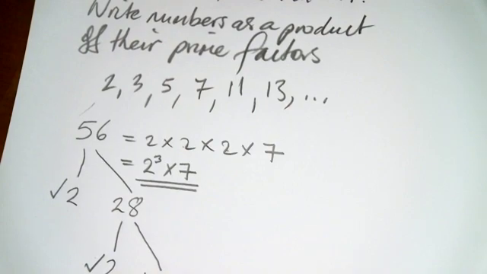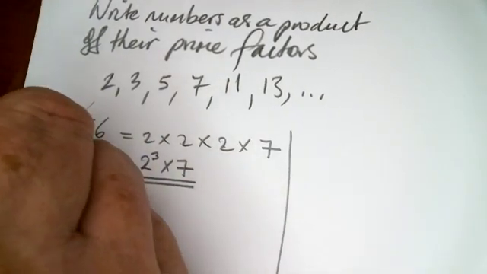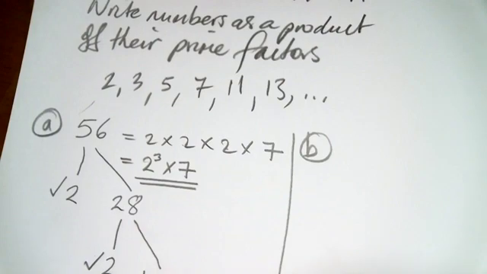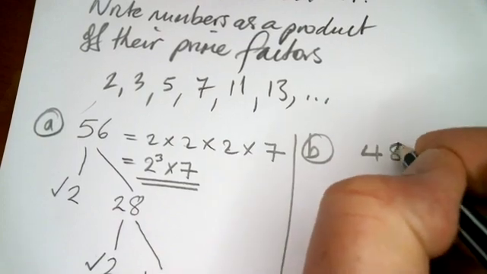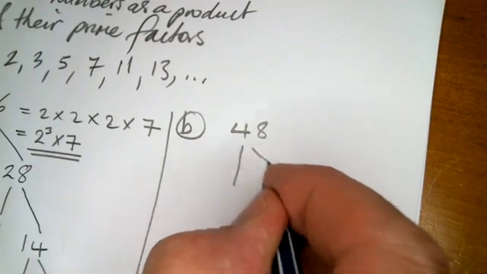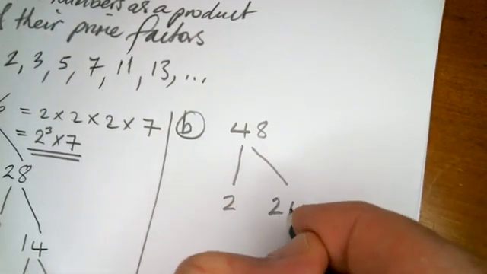Okay, let's look at B. Let's put B over this side. That was A. So for B, we've got 48. Now, we know that 48 can be divided by 2, so that's going to be 2 and 24.